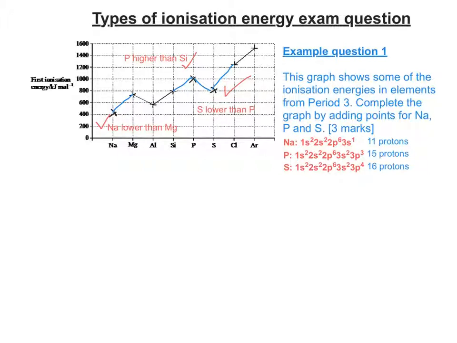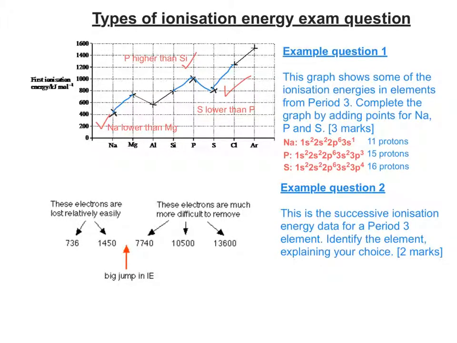Okay, so what other type of example question could they give you? They could ask you about successive ionization energy data and ask you to predict what you think the likely number of outer electrons it has in its outer shell. So let's look at an example of that.